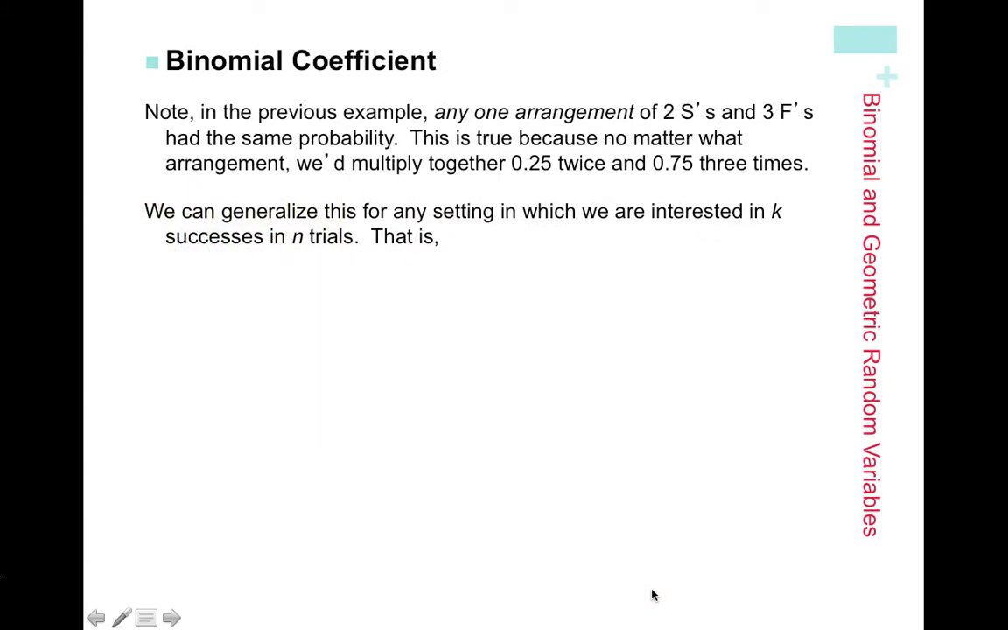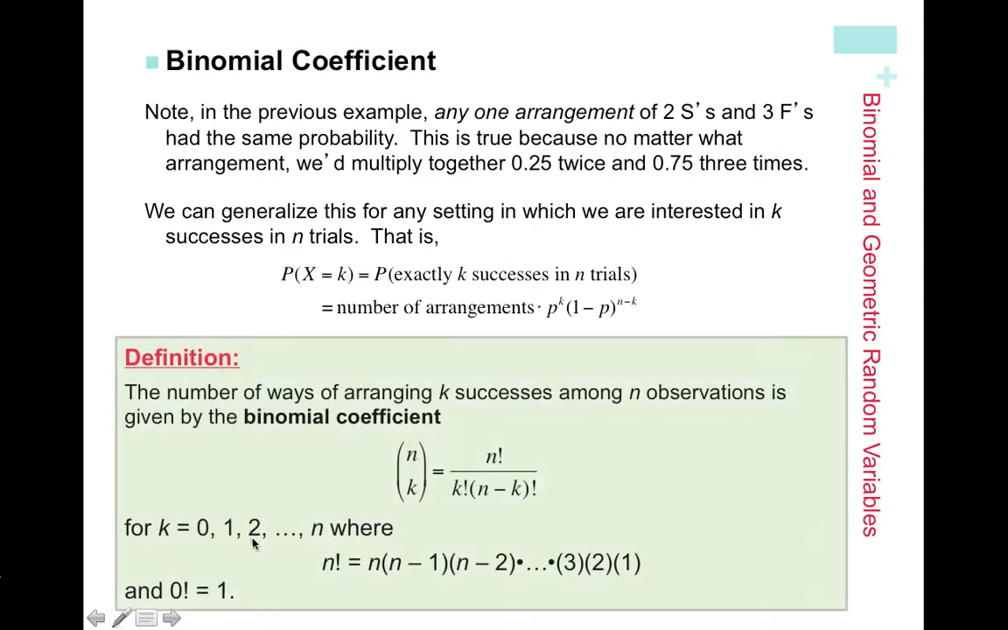Okay, so let's generalize. K successes and N trials. So the probability that x equals K means the probability of exactly K successes in N trials. So we take the number of arrangements, in the previous problem that was 10, times the probability of success raised to how many successes, times the probability of failure raised to how many failures we're going to have.